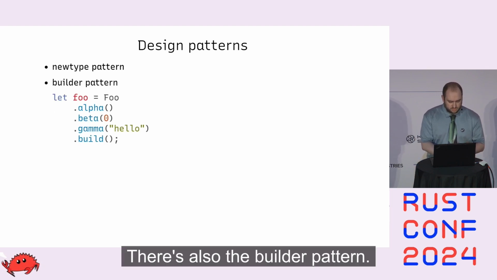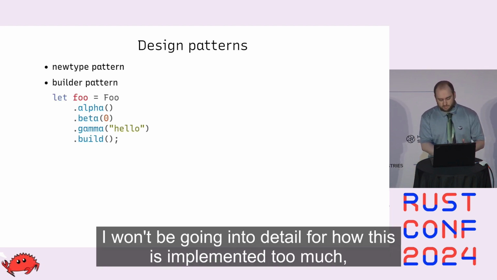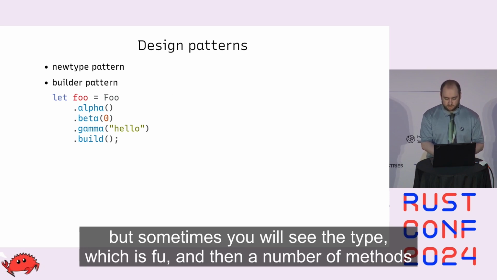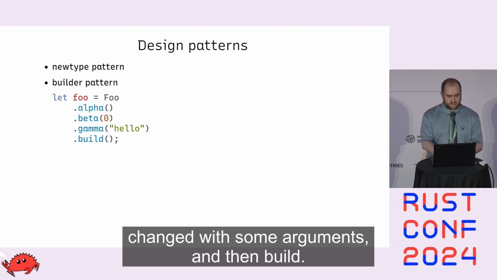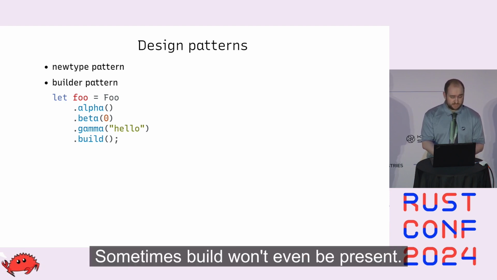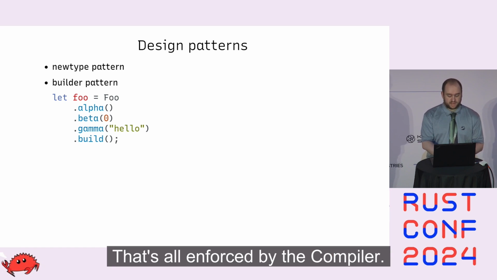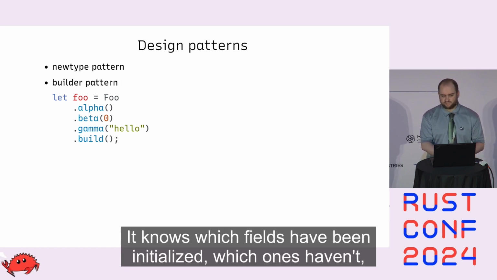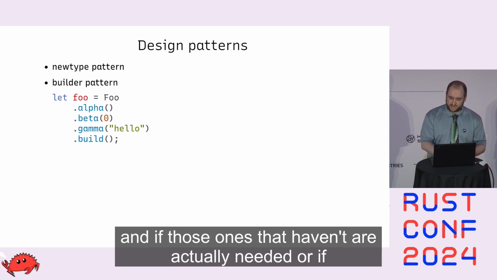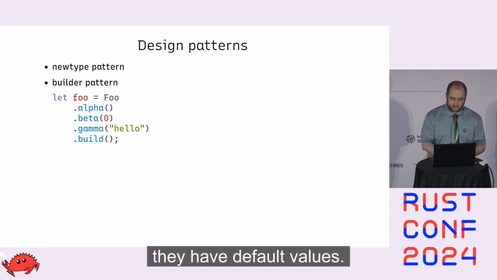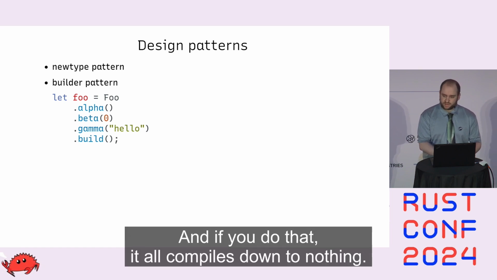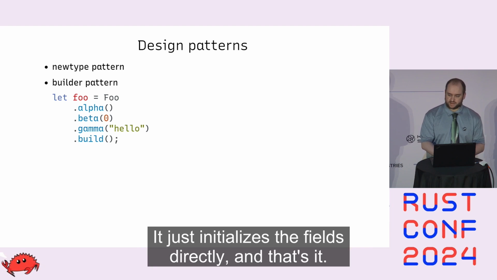There's also the builder pattern. I won't be going into detail for how this is implemented too much, but sometimes you will see the type, which is foo, and then a number of methods chained with some arguments, and then build. Sometimes build won't even be present. That's all enforced by the compiler. It knows which fields have been initialized, which ones haven't, and if those ones that haven't are actually needed or if they have default values. And if you do that, it all compiles down to nothing. It just initializes the fields directly, and that's it.